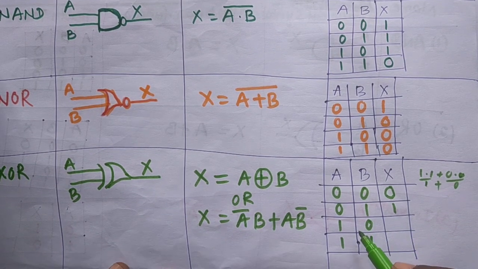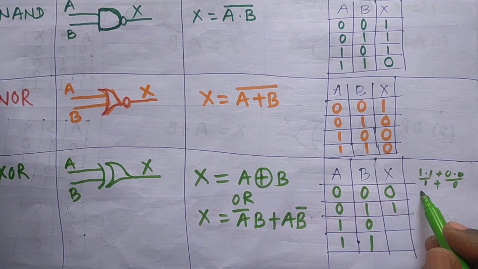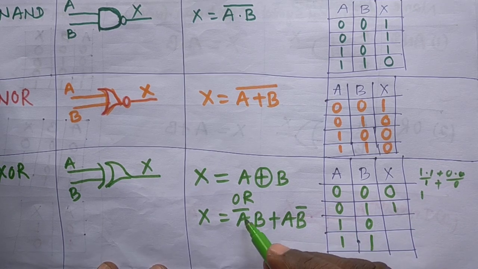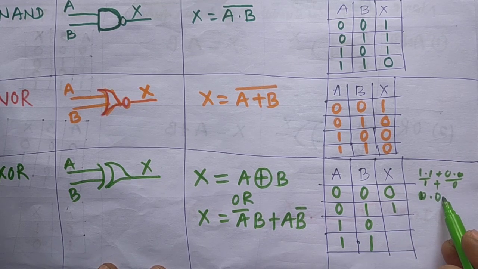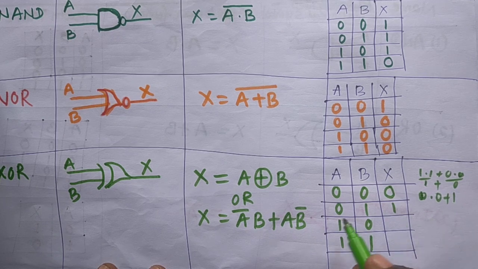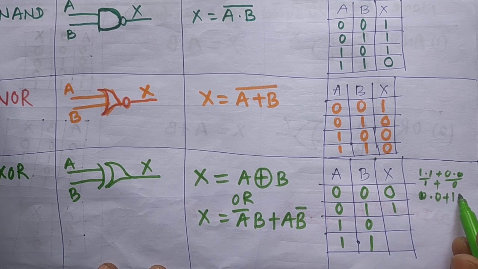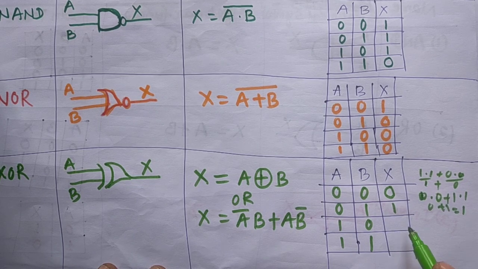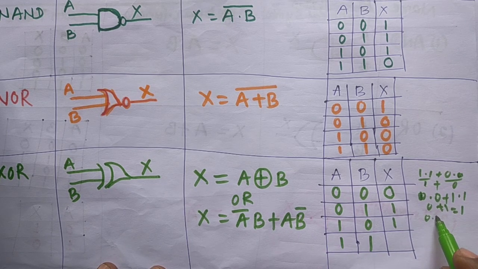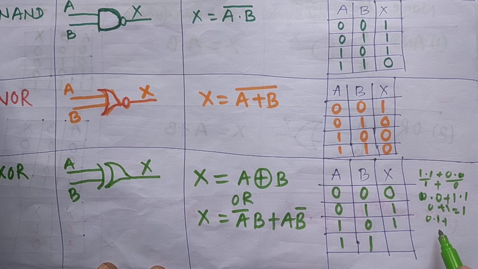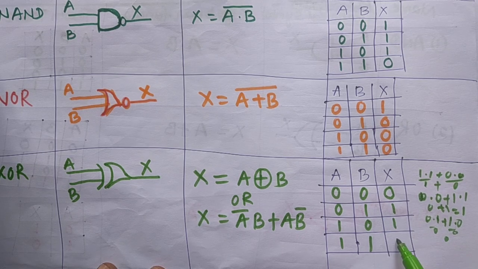Similarly, the next case, A is equal to 1, so A complement is 0. Then 0 into B, B is 0, gives 0, plus A is 1 and B complement is 1, so 1 into 1. So 0 plus 1 is 1. Next, the last case: A is 1, so A complement is 0, and 0 into 1 is 0, plus A is 1 and B complement is 0, which gives 0. So the total is 0.